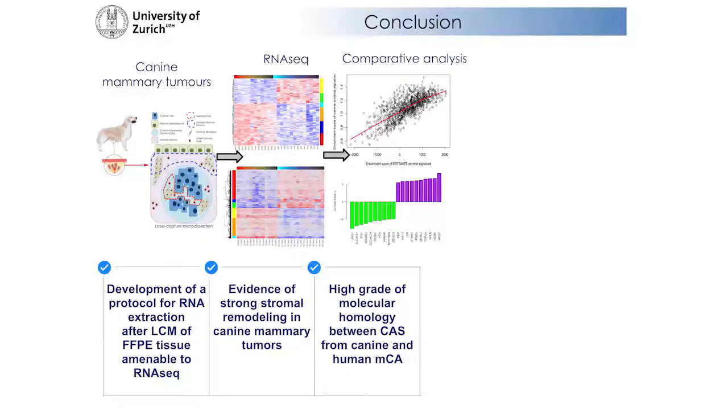To quickly sum up, we find evidence of strong stromal reprogramming in canine mammary tumors, and there is a high grade of molecular homology between cancer-associated stroma from canine and human breast cancer samples.